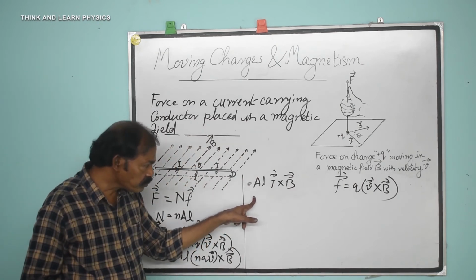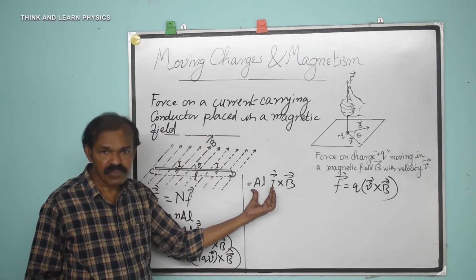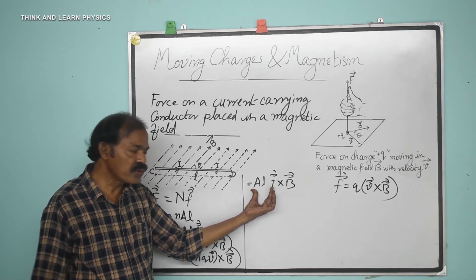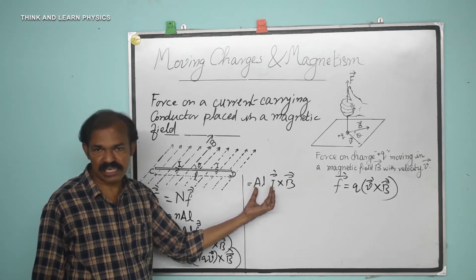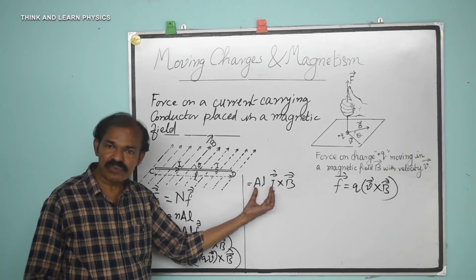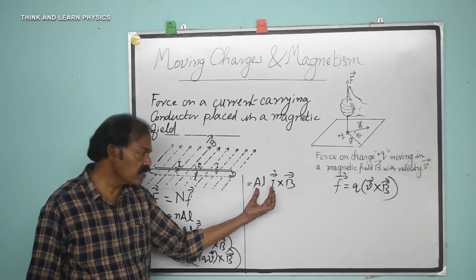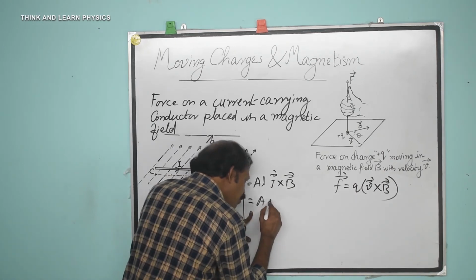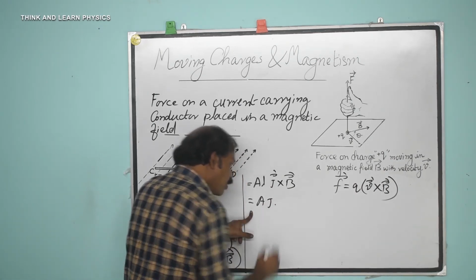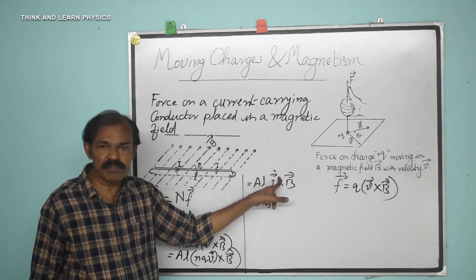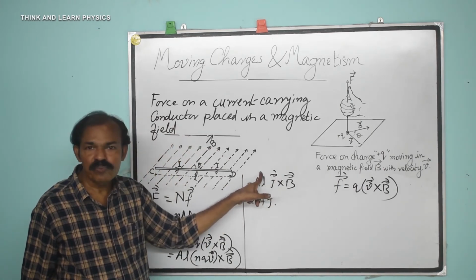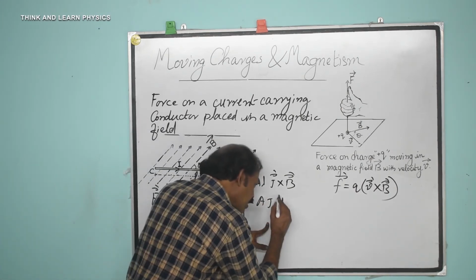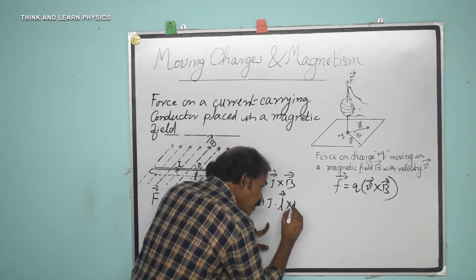Now, this J vector has a magnitude J, and J into capital A, the current density into the area of cross-section, gives the current through the conductor. Therefore, this may be written as A into J, and the vector sign can be shifted to the top of small l. That means this can be written as L vector cross B vector.